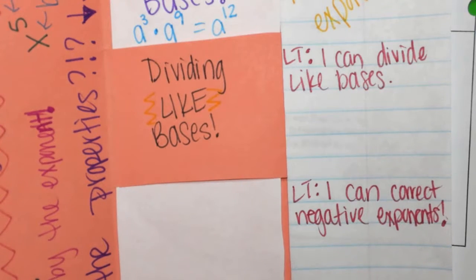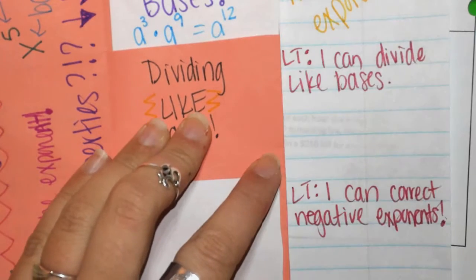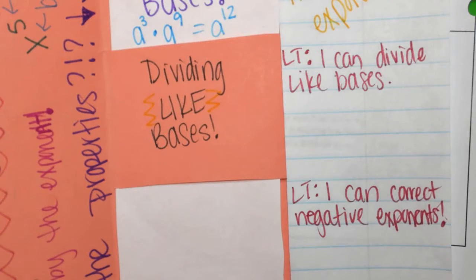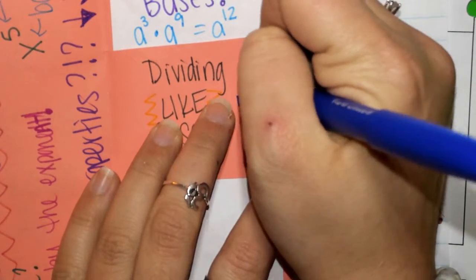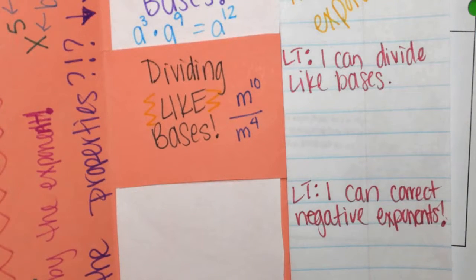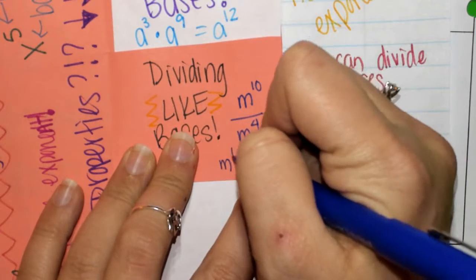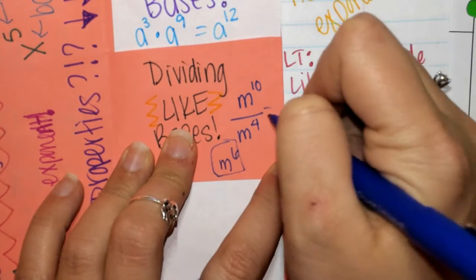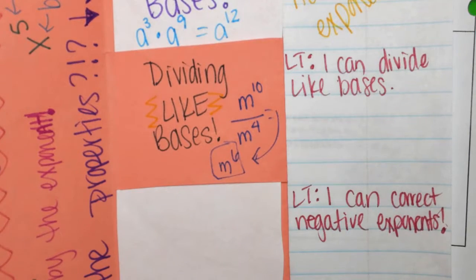Alright, so if I said, what letter do I want to use? M. Okay. M to the 10th power divided by M to the 4th power. Are those like bases? Yes. Are they being divided? Okay, so what would we do with those exponents? Subtract them. So what would it become? M to the 6th power. That's it. That's all you do. Magic. Thank you so much, Cameron.